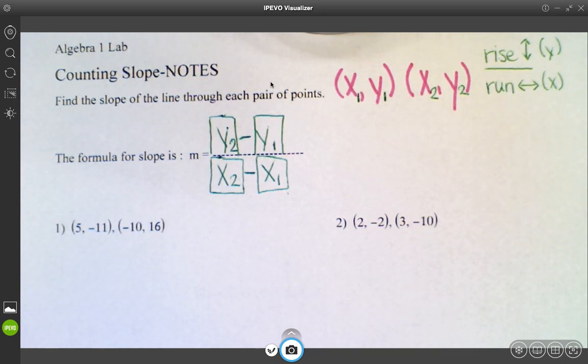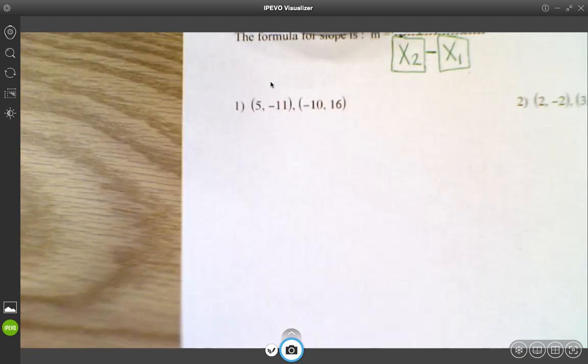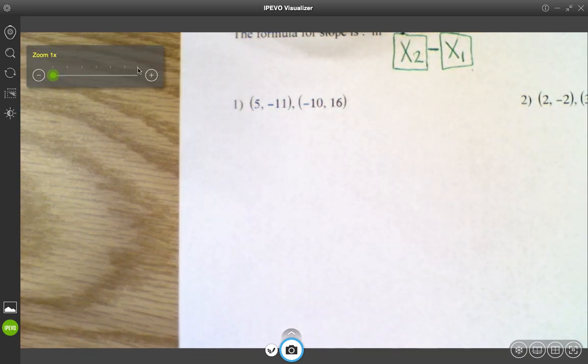So on this first example, we are looking at, and I'm sorry if it goes out of focus, I'm doing my best trying to stay in focus here. All right, and let's see if that'll let me zoom in a little bit.